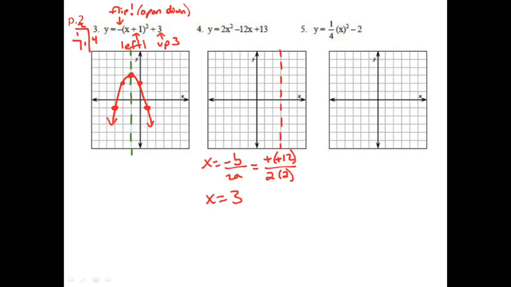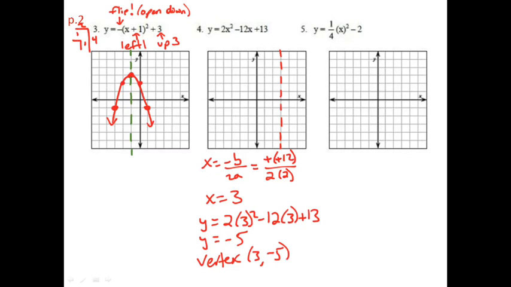And now we want to figure out where that y coordinate is going to go. So we're going to substitute our 3 in for x. So we have y equals 2 times 3 squared minus 12 times 3 plus 13. So simplifying here, we're going to save some time and just say that y is equal to -5. So that means our vertex will be at 3, -5.